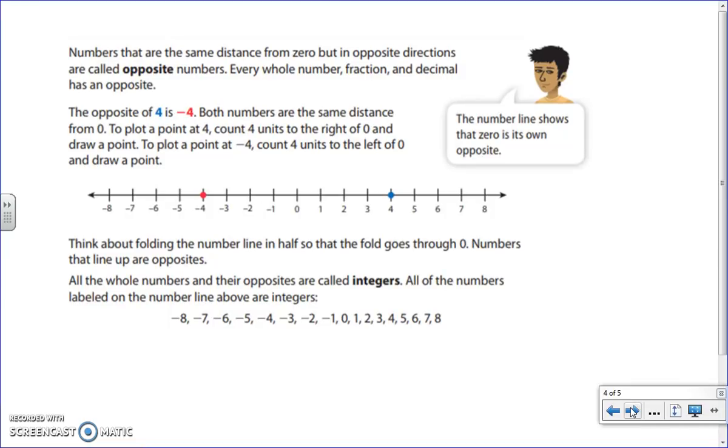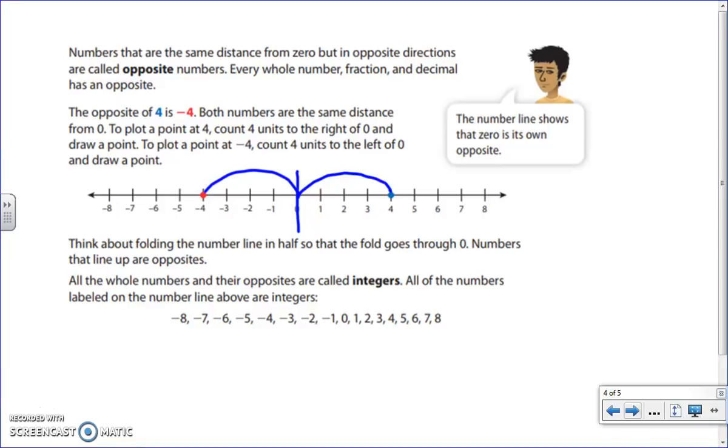Numbers that have the same distance from 0 but in opposite directions are called opposite numbers. Every whole number, fraction, and decimal has an opposite. So the opposite of 4 is -4. The reason that 4 and -4 are opposites is because they are both the same distance from the special number that's in the center, 0. It's 4 spaces to 0. This way, to the right we call it positive, to the left we call it negative.